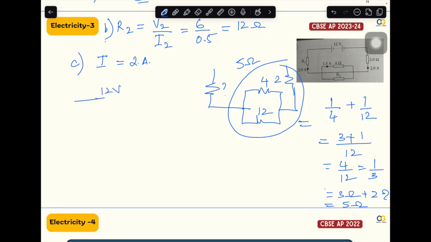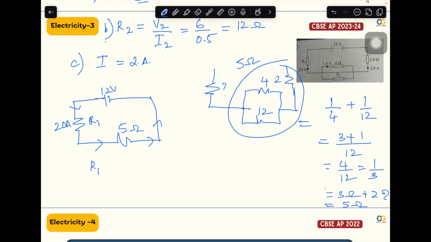So it's a 12 volt battery. There is one resistor here and there is one resistor here. I've made it a 5 ohm resistor. This one is R1. So the current flowing here is 2 ampere. Now we need to find R1. Now tell me if the current is in series or parallel. It is in series because it's straight. The current is just going across.